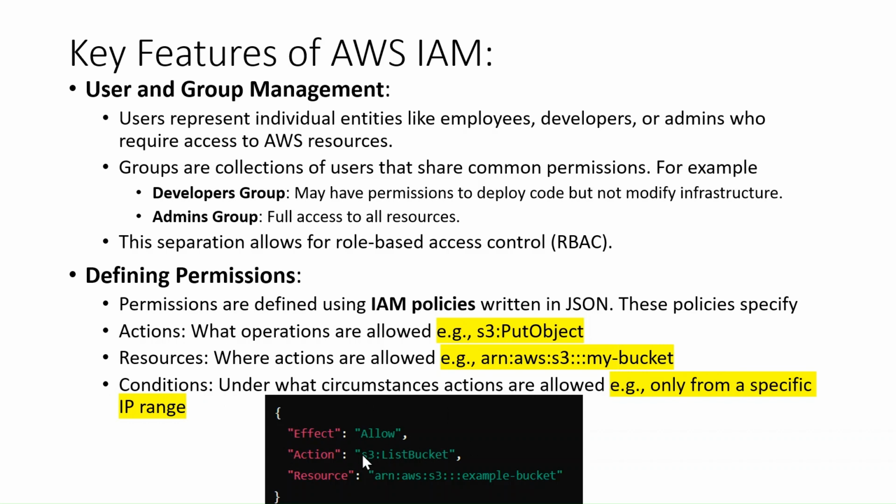So here we have a snippet. The effect is where we have stated allowed or denied. Next is action, what operations are allowed. So here S3 ListBucket, so we are only listing the bucket. Apart from that, we are not doing anything like updating, modification, or deleting. For which bucket we have the access as of now? The name of the bucket is example bucket. So this is how the permission will look. We'll go and see the examples at the end of the session.